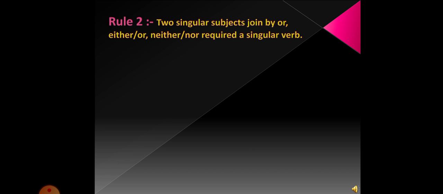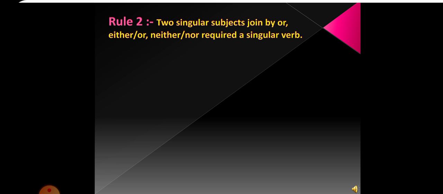Now the rule number 2. Two singular subjects joined by or, either or neither nor require a singular verb. That means if we join two singular subjects by or, either or neither nor, then we should use a singular verb. Now let's see some examples to get more clear.